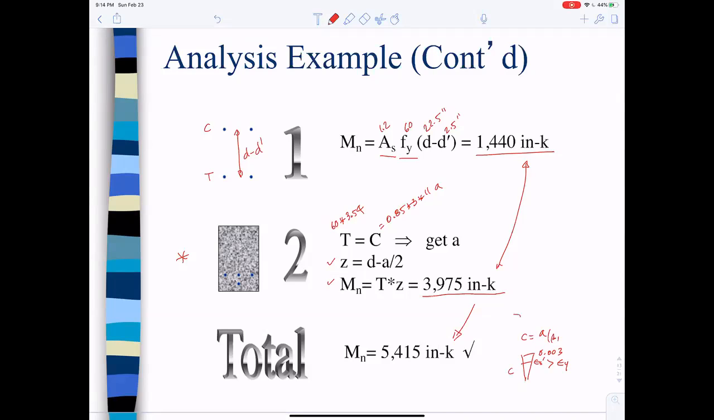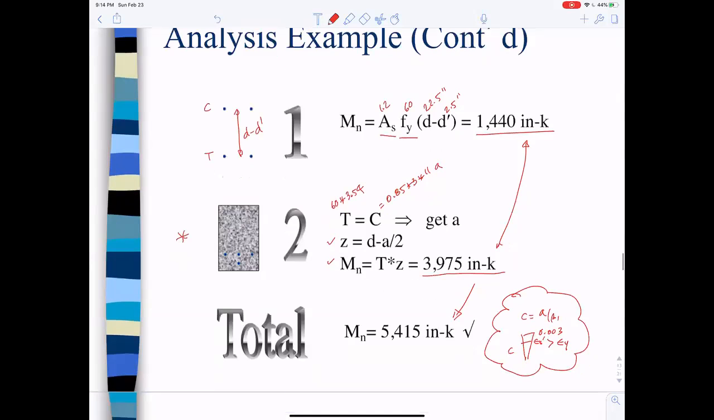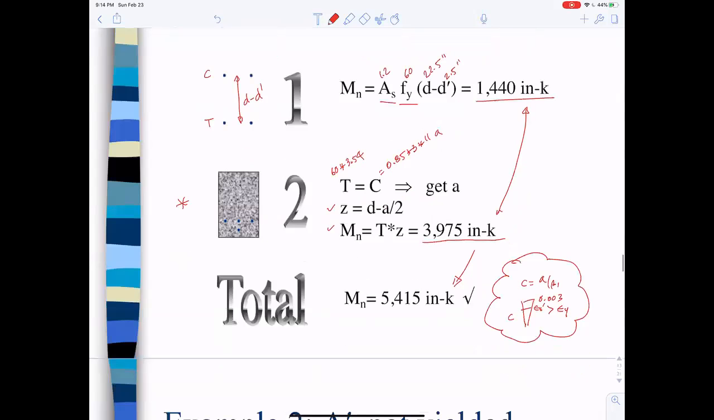And really, this was actually one of the harder things to do in this whole problem. Look at that previous video. But the next video is actually the hardest one. What if it's not yielded? So we'll do that next.